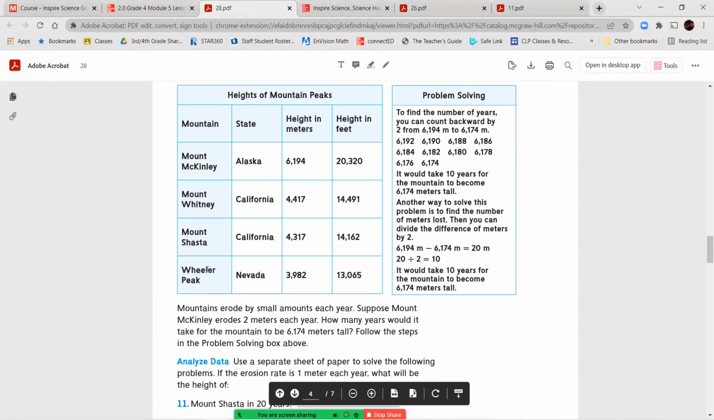So here are the different mountains, the state that they're in, their height in meters, and then their height in feet. And to find the number of years, you can count backwards by twos from 6,194 meters to 6,174 meters. It would take about 10 years for the mountain to become 6,174 meters tall. Another way to solve this problem is to find the number of meters lost. So you can do that by subtracting and then dividing.